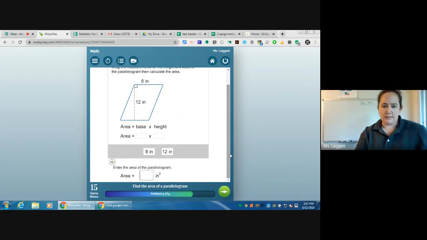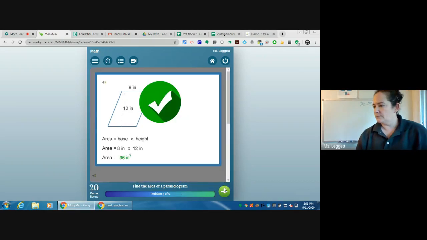Same deal. Let's identify base and height. Here is where they make the, well, this one is not an upside down T, but if I was looking here at the 8, then it would, but over here, same thing, right? So my base is 8, and my height is 12. 8 times 12 is 96, right? If I remember that correctly.